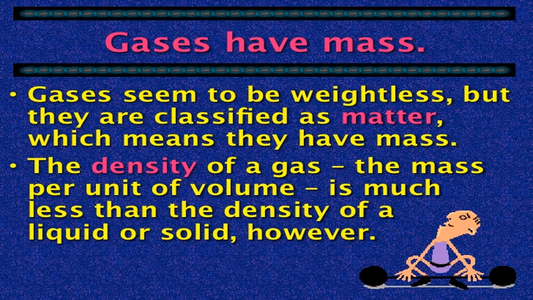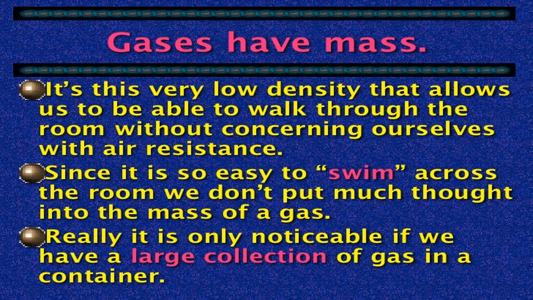Gases have mass. Gases seem to be weightless, but they are classified as matter, which means they have mass. The density of a gas, the mass per unit of volume, is much less than the density of a liquid or solid. However, it's this very low density that allows us to walk through the room without concerning ourselves with air resistance. Since it is so easy to swim across the room, we don't put much thought into the mass of a gas. Really, it is only noticeable if we have a large collection of gas in a container.